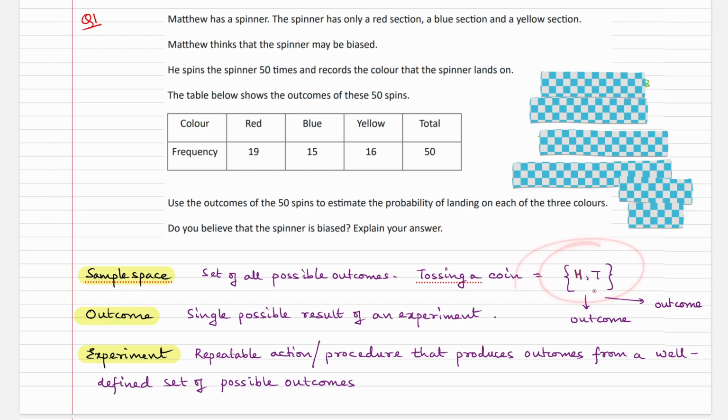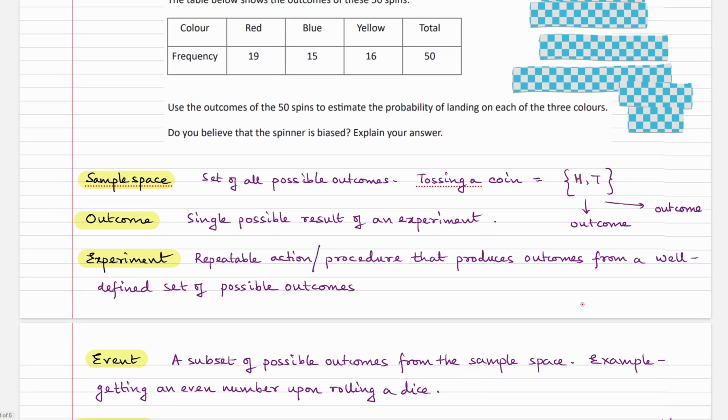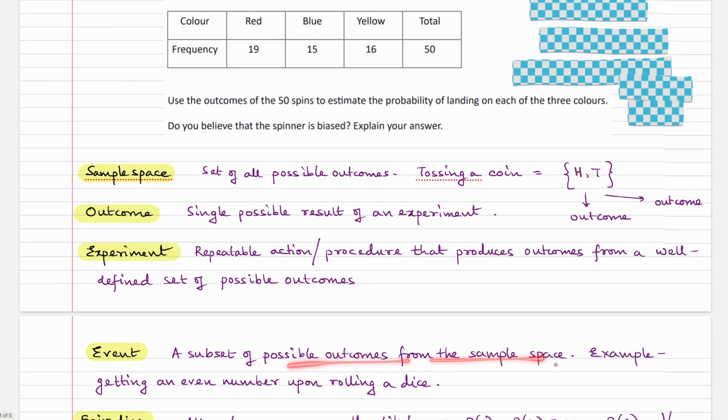So here as an example, if it is heads and tails, heads is one outcome and tails is one outcome. I have defined the outcome for you. This is the single possible result of an experiment. What is an event? An event is a subset of possible outcomes from the sample space. For example, getting an even number upon rolling a dice.